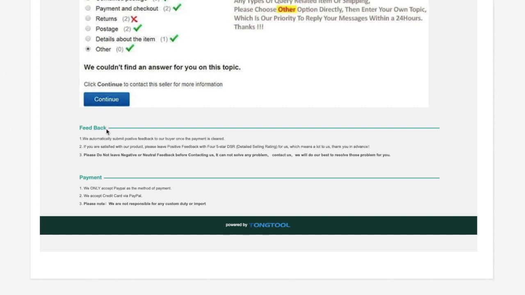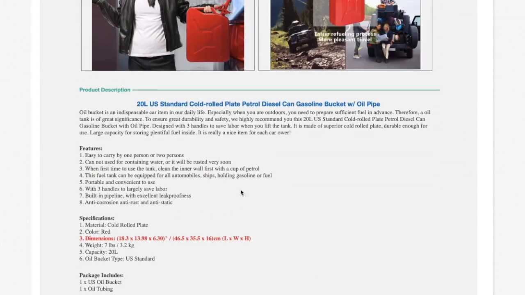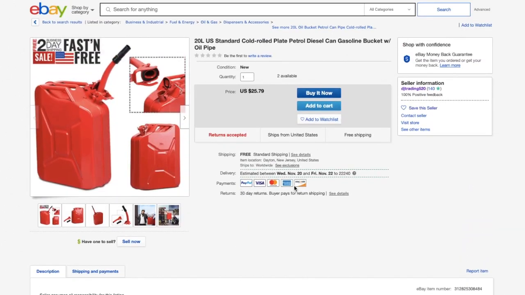Look here, feedback. I don't know what you want to feedback here, but it's very difficult to read. It's really, with the 4 or 5 star, this payment. We only accept PayPal as the method of payment. As the method of payment, we accept credit card, PayPal. Please note, we are not responsible for any custom duty or import. Well, why would you do this if you are in New Jersey, right? So be careful, guys. You have seen that this is a dropshipper from outside, and this is not a good thing to do.